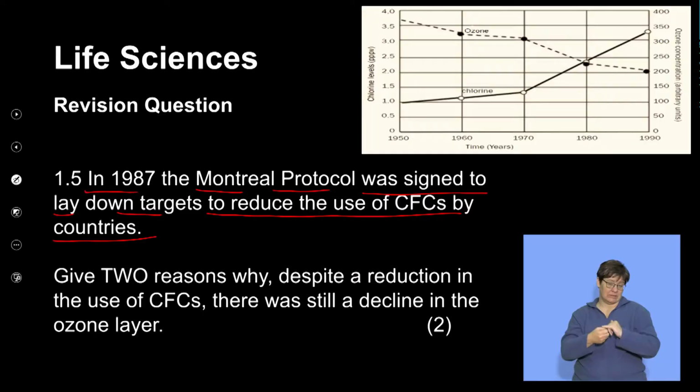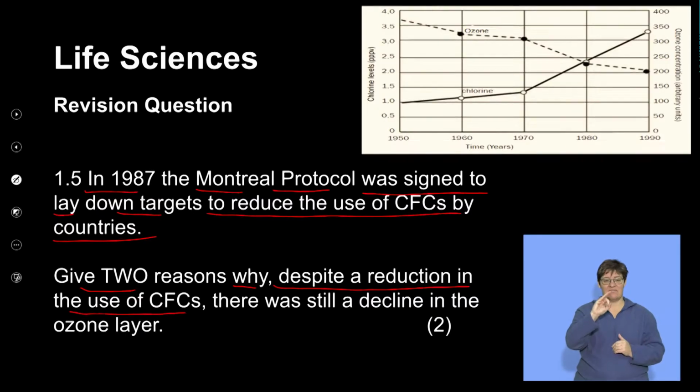However, well, let's see. Give two reasons why, despite a reduction in the use of CFCs, there was still a decline in the ozone layer.